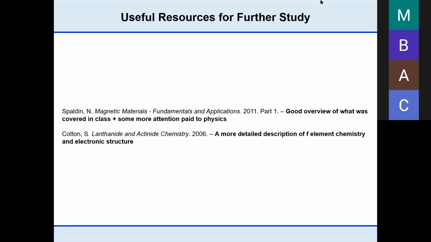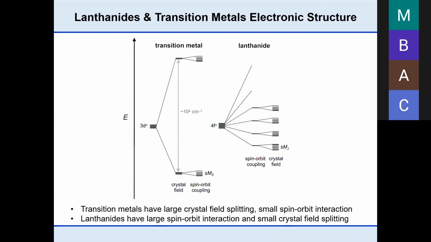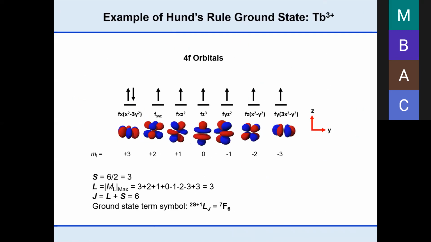For the example you did for terbium-3+, we used LS coupling in that example. Do we need to know when to distinguish between LS and JJ? Yeah, so LS is good for the lanthanides. However, I think by the time you reach the actinides, it stops being good. I don't think Jeff expects you to know how to use JJ coupling. I think he just expects you to acknowledge that it exists.